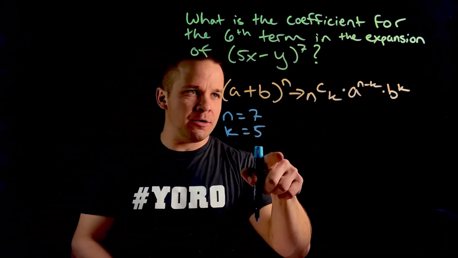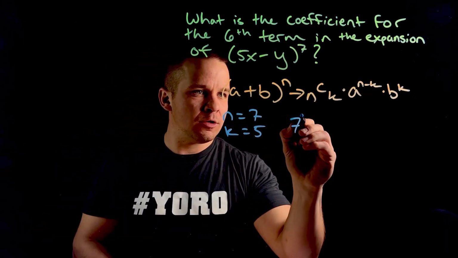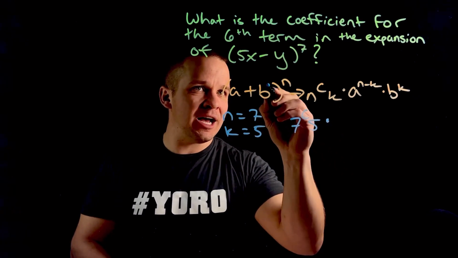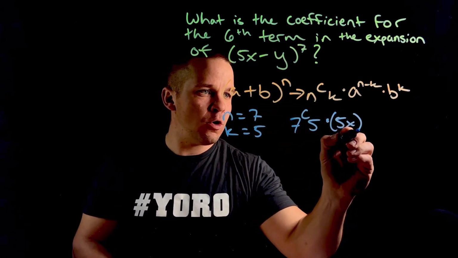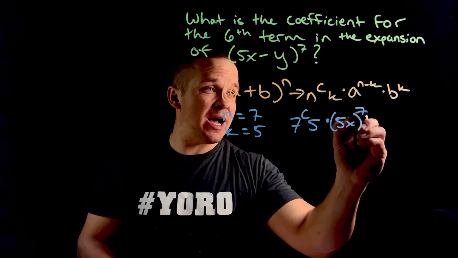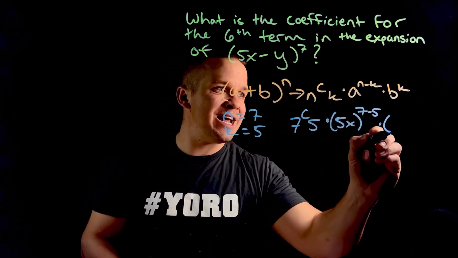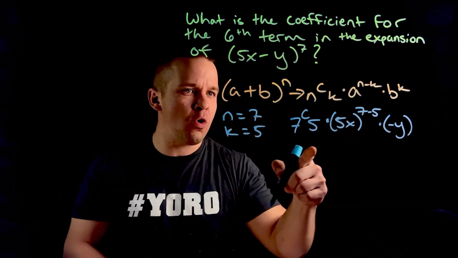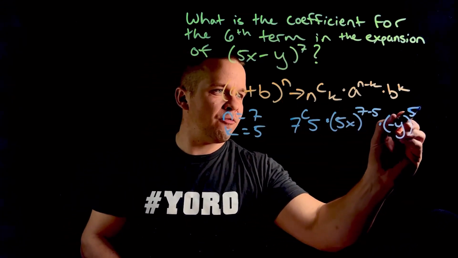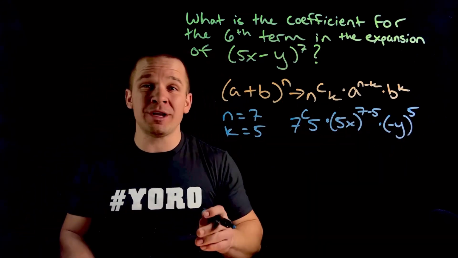Anyway, we have 7 choose 5 times 5x raised to the 7 minus 5, which is going to be 2, but I'll write it all out. And then we got negative y, and my k value is 5. All right, so what is 7 choose 5?